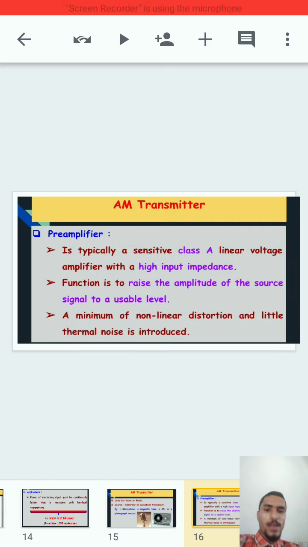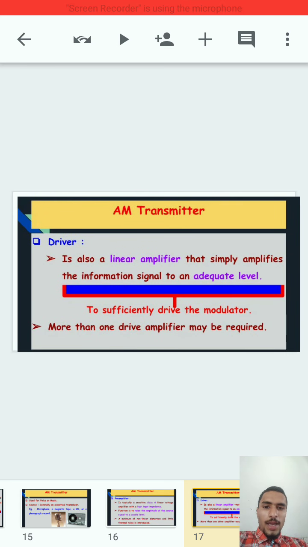Next one is preamplifier. It's typically a sensitive class A linear voltage amplifier with a high input impedance. Its function is to raise the amplitude of the source signal to a usable level. A minimum of non-linear distortion and little thermal noise is introduced. The AM transmit driver is also a linear amplifier that amplifies the information signal to an adequate level. To sufficiently drive the modulator, more than one driver may be required in an AM transmitter.